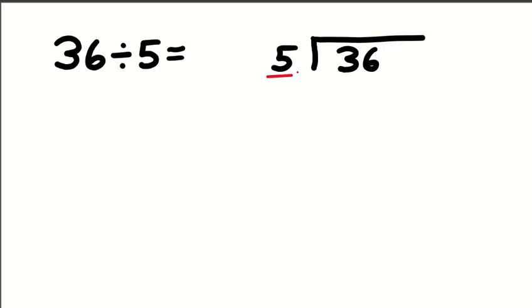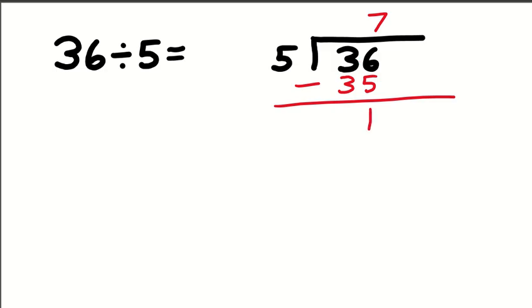How many times will 5 go into 3? It won't go, so we extend the line. How many times will 5 go into 36? It'll go 7 times. We know that 7 times 5 is 35, so we'll put our 35 down below here and do the subtraction. What is 36 decreased by 35?